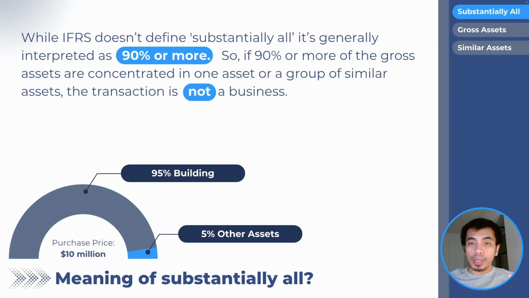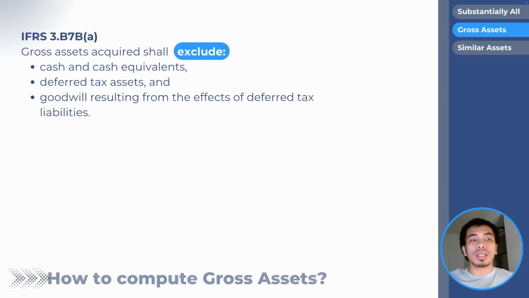Again, I have to specify that the term substantially all was prescribed by the standard, but they didn't actually define how much of the total percentage of the assets is substantially all. However, in practice, you see that we're using 90% or more of the gross assets. So now we go to what is the meaning of gross assets.